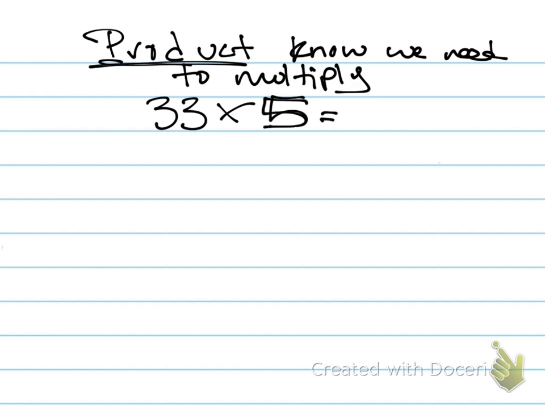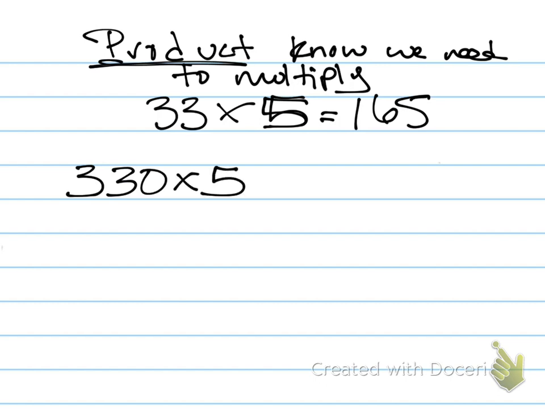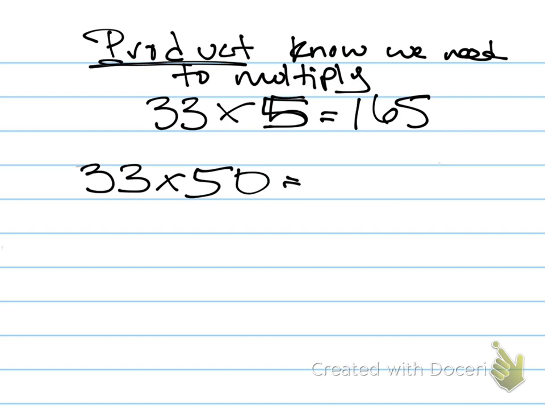So we get this equals 165. Now the next question is just simply going to state 330 times 5. Oh, wait, no, I wrote that wrong. It's going to state something along the lines of 33 times 50.